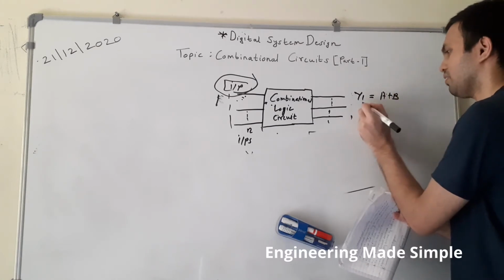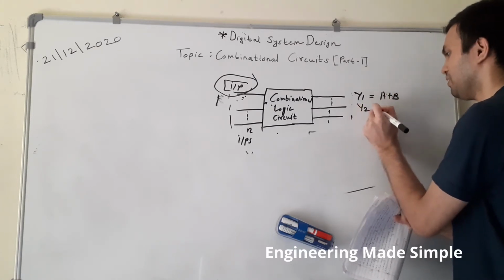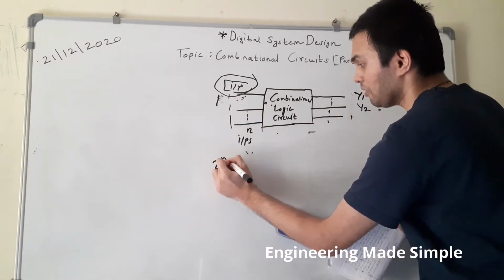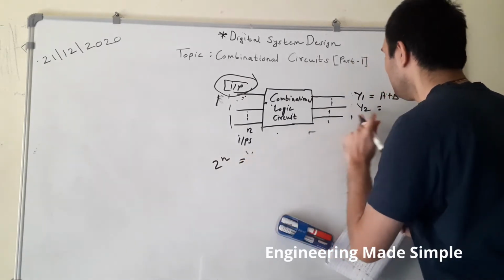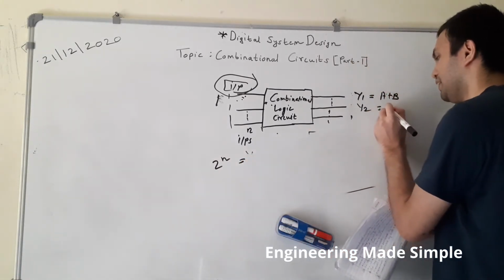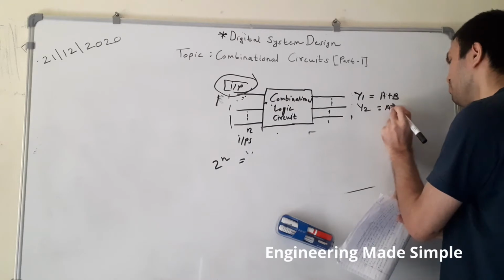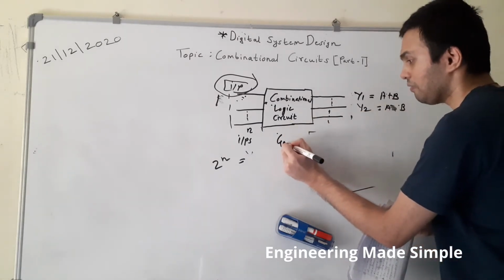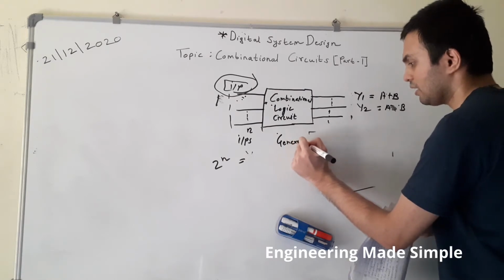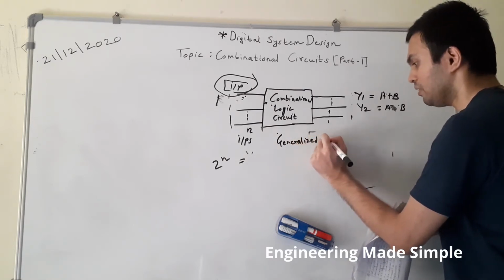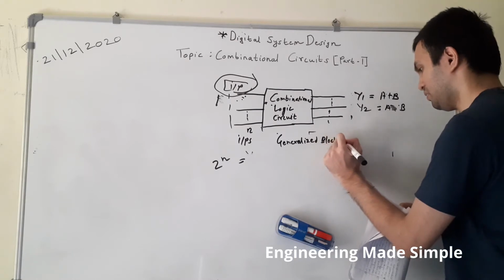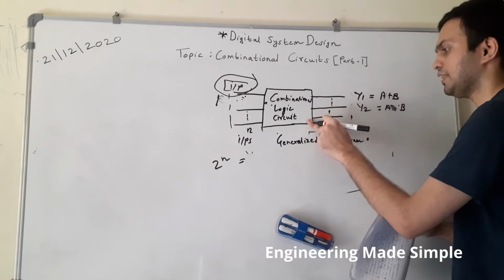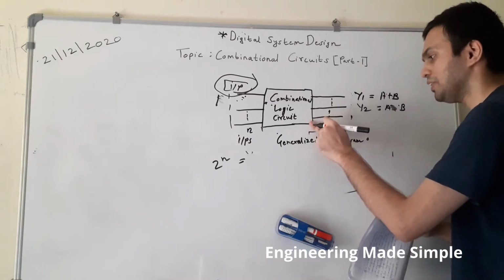So, depending upon the number of inputs applied, these are n inputs. How many input combinations are possible for n inputs? 2 raised to n. Similarly, here m outputs will be generated, and those will be generated in the form of system equations. So this generalized block diagram of a combinational logic circuit helps you in understanding what a combinational logic circuit is.